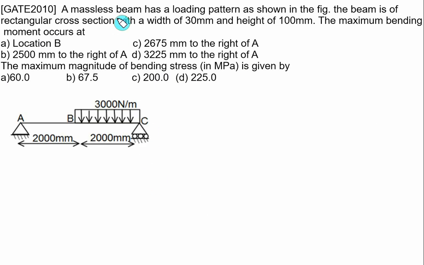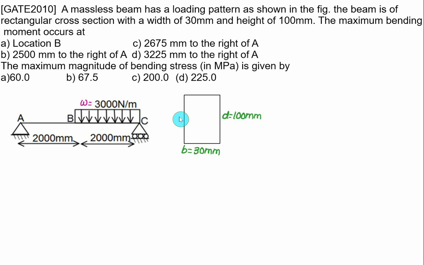A massless beam has a loading pattern as in the figure. We have a simply supported beam. Support is given at A and C, and over the span from B to C we have a UDL W equal to 3000 Newton per meter. A to B distance is given as 2 meter, B to C is given as 2 meter. The beam is of rectangular cross section with width equal to 30 mm and height equal to 100 mm. So this time we have the width B equal to 30 mm and the depth D equal to 100 mm.